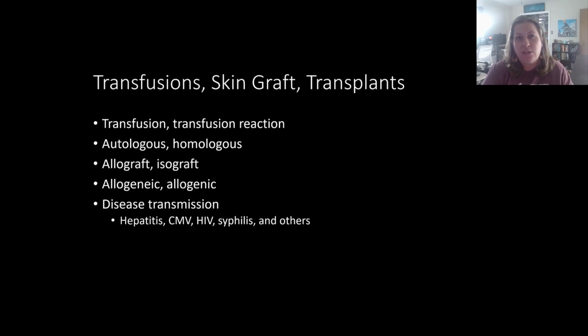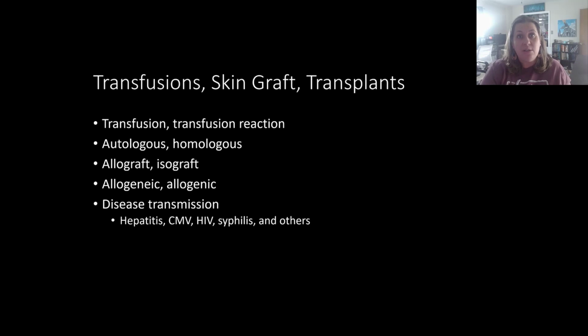And this is why it's really important to do cross typing. We also see that when we're talking about transfusions or even skin grafts or transplants, we need to look at terms like autologous or homologous. So autologous means, auto means self. This would be like if I took a skin graft off of one area on my leg and put it on my arm. That's going to be where it came from the same person, the self.